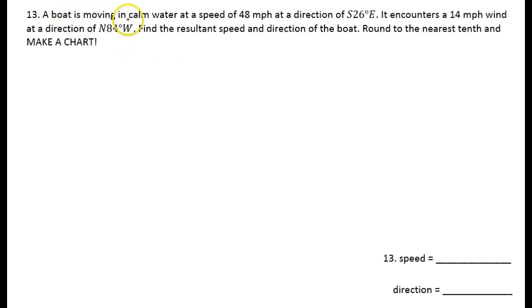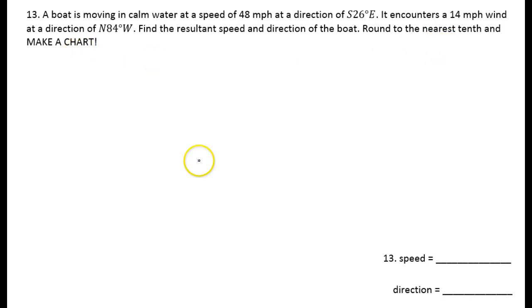A boat is moving in calm water at a speed of 48 miles per hour at a direction of south 26 degrees east. It encounters a 14 mile per hour wind at a direction of north 84 degrees west. Find the resultant speed and direction of the boat. Round to the nearest tenth and make a chart.